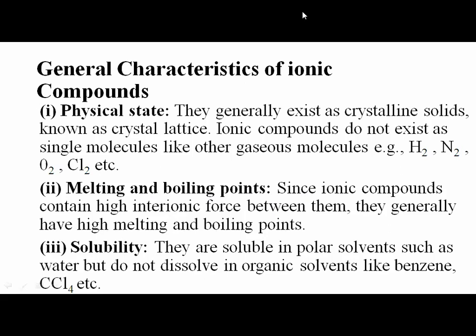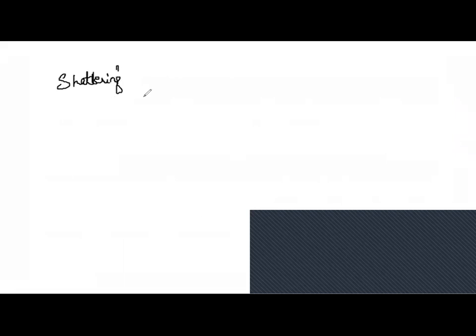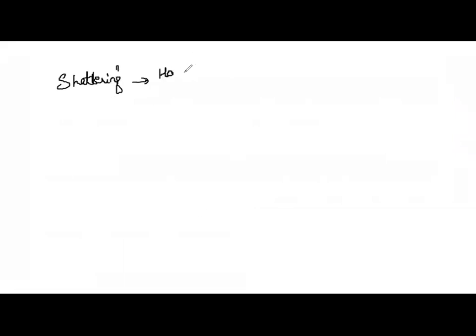One more point comes here. The other point which comes into consideration is called shattering. We know that ionic compounds are very hard, but they are brittle. Though ionic compounds are hard, they are very brittle. What does that mean? When you hammer them or apply pressure, they break into pieces. It takes a large amount of mechanical energy, for example, taking a hammer and striking a crystal. Just imagine that.